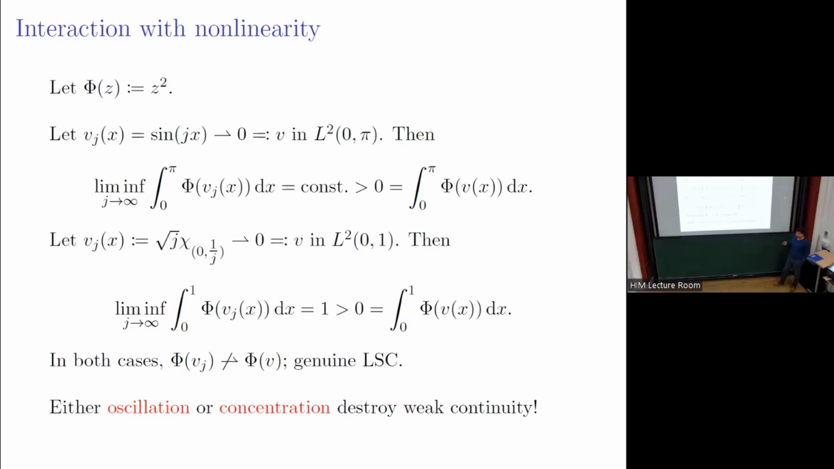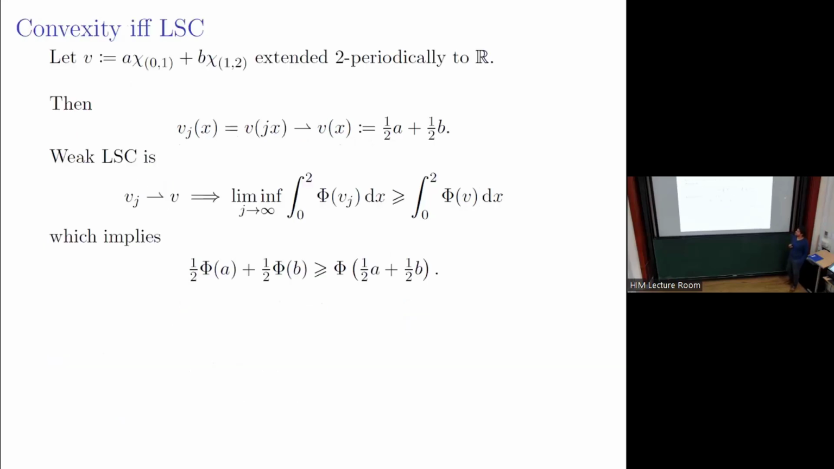In any case, either oscillation or concentration destroy weak continuity. So what is left? Well, there's lower semi-continuity left, as we know very well. Most of the meeting was concerned with calculus of variations. Lower semi-continuity is very important. Let me remind you of a probably century-old result. I would attribute it to Weierstrass, or Cesari, or the Italians, but people thought about these things very long ago.